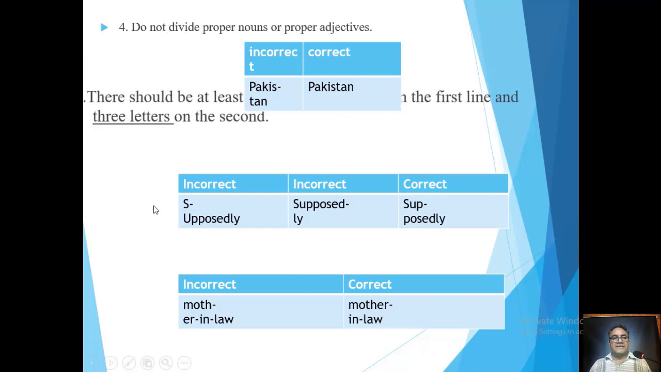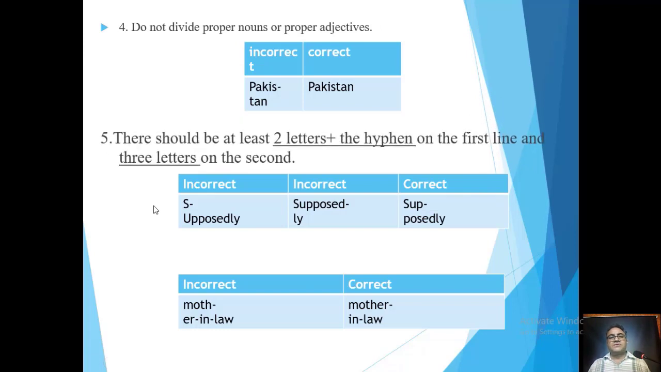Next rule is, there should be at least two letters plus the hyphen on the first line and three letters on the second. Example is before you. This is incorrect. Here we have only one letter in the first line. Here we have only two letters in the second line. This is also incorrect. So this word, supposedly, this is correct.